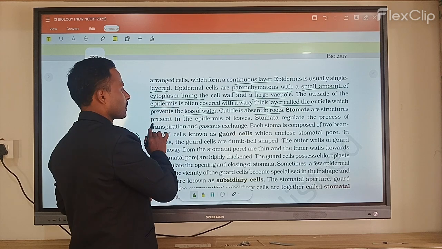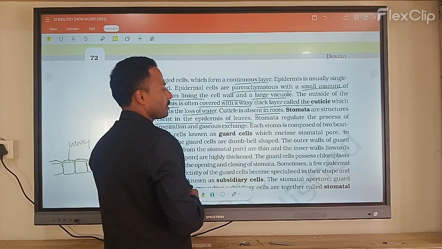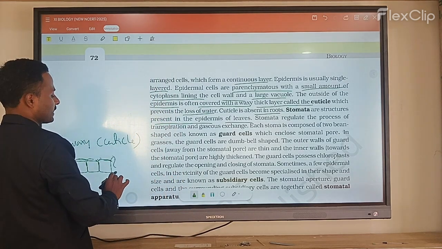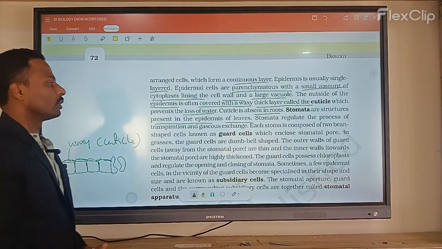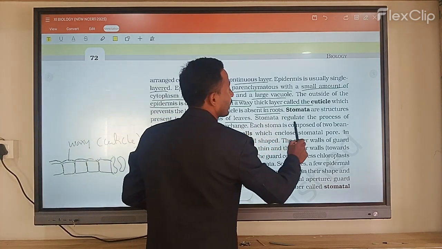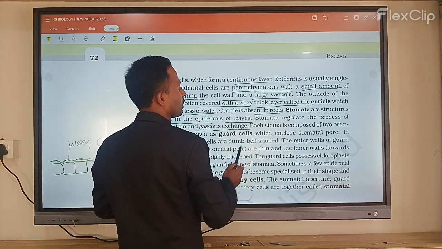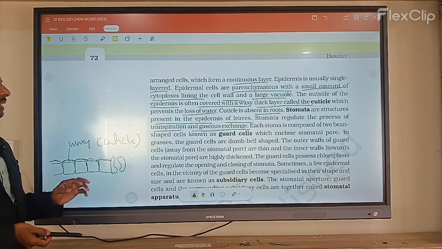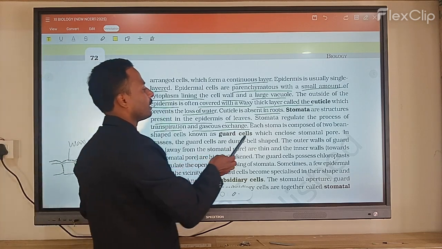The stomata structures are present on the epidermis of the leaves. In mesophyll cells in particular, the stomata are also noticed. The stomata regulate the process of transpiration and gas exchange. So the stomata's function is what? It is gas exchange as well as transpiration.